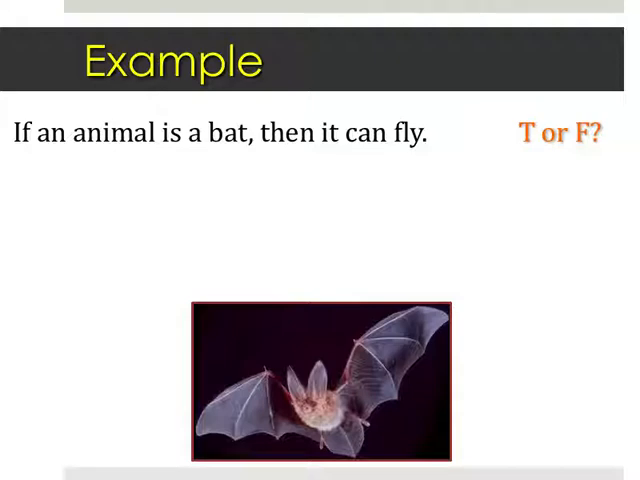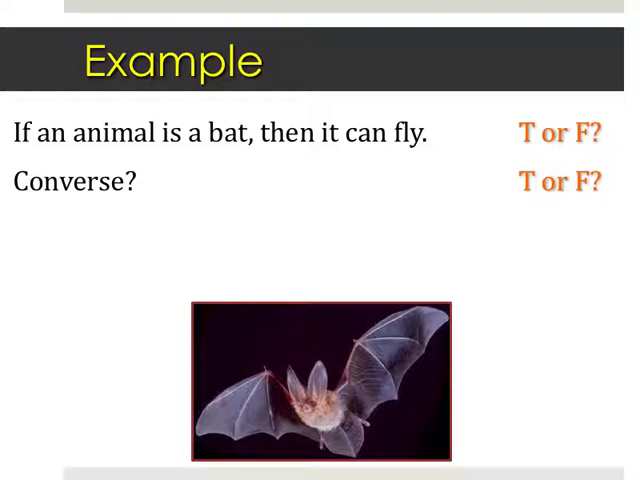If an animal is a bat, then it can fly. Daniel, true or false? True. True, and again, assuming that it's a general bat and not some bat that got fed into a lawnmower or something, it still flies. What's the converse, Daniel? If something can fly, then it is a bat. True or false? False. So what's your counterexample? Birds. Birds fly, but they're not bats.